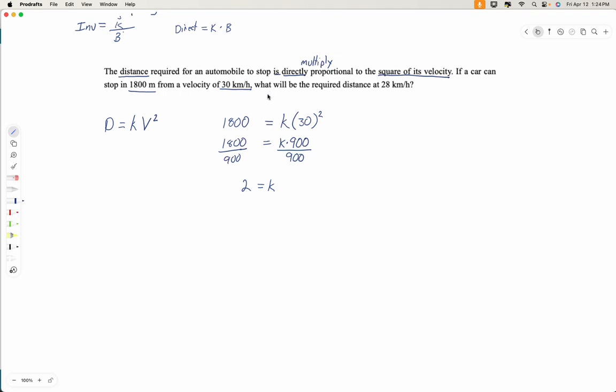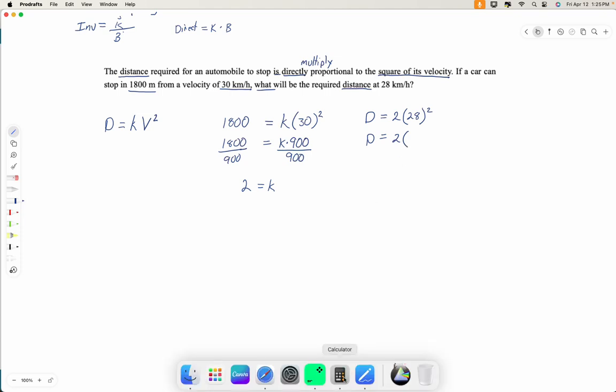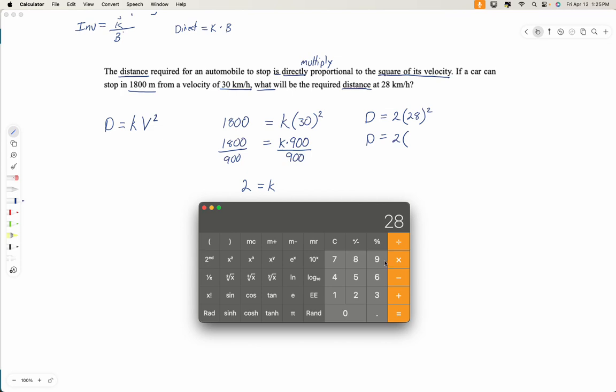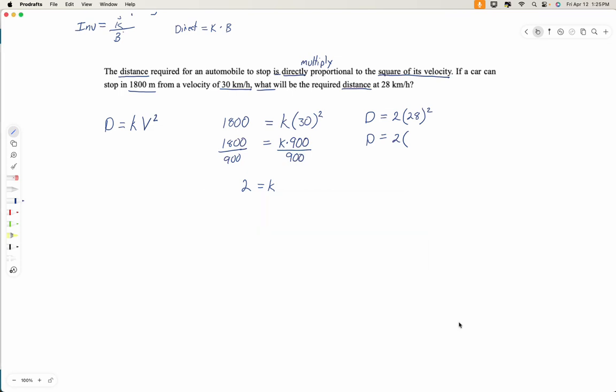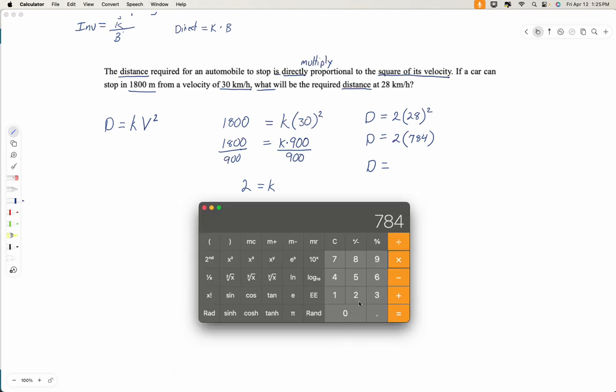So now we read the second scenario. What will be the required distance? So what is the distance? So D is our variable. And our constant K, that's 2 times 28 kilometers an hour. That's our velocity. Velocity is just another word for speed. So our distance is equal to 2 times, now we're going to find out what 28 squared is. So 28 times 28 is 784. And now we just need to multiply that by 2 to find out what the distance is, times 2.